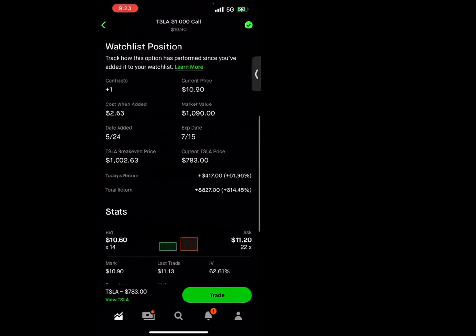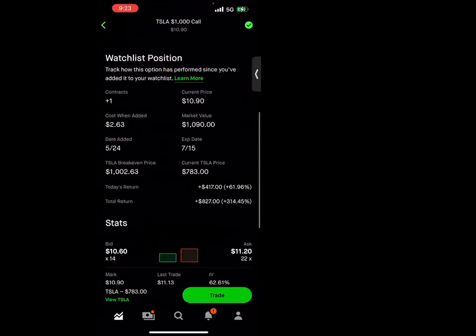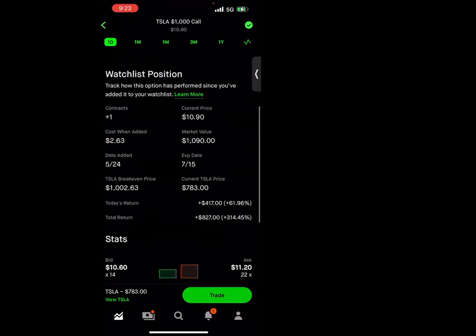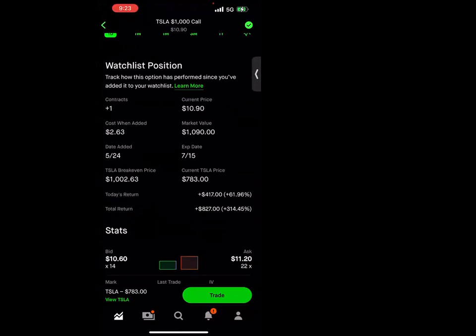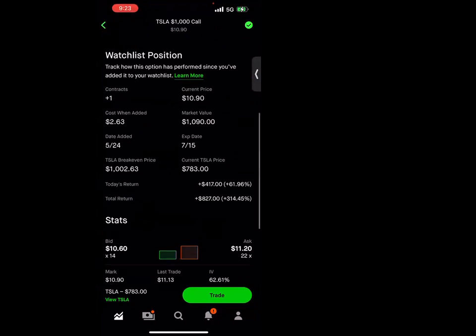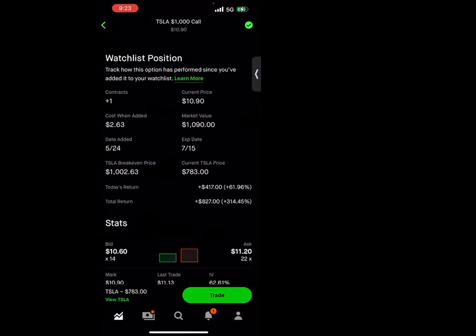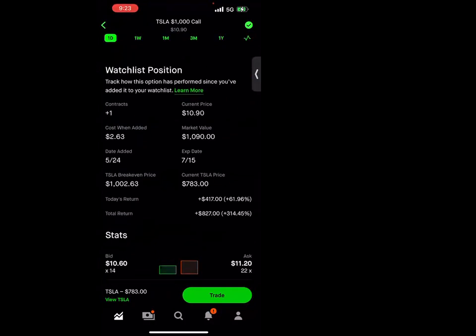Look at this. I've been out, but imagine if we would have held these contracts. Look at when I bought. That's the actual price that I bought it at, $263. Well, I could have probably bought it a little higher. But long story short, look at the profits off of it right now, $827, right? The profits alone from 61%.